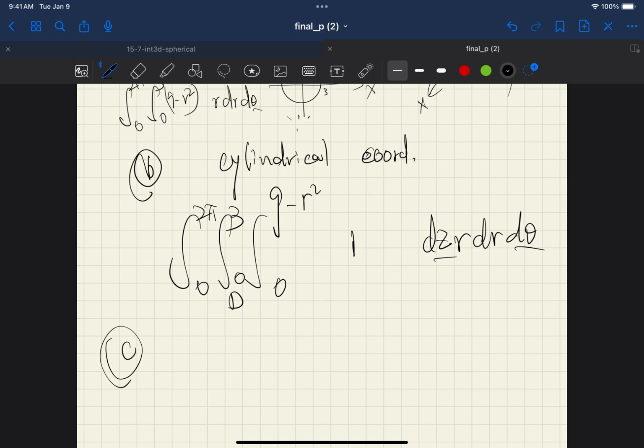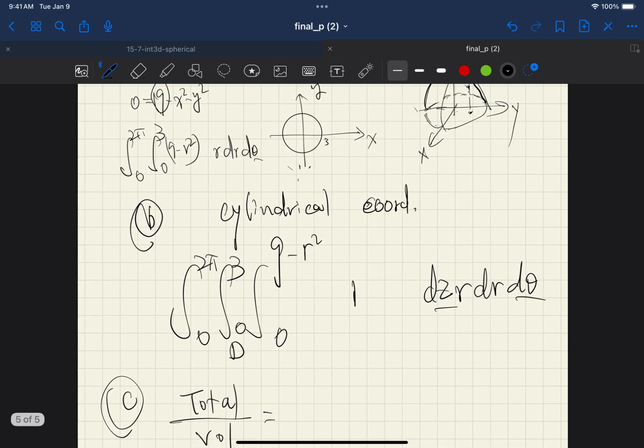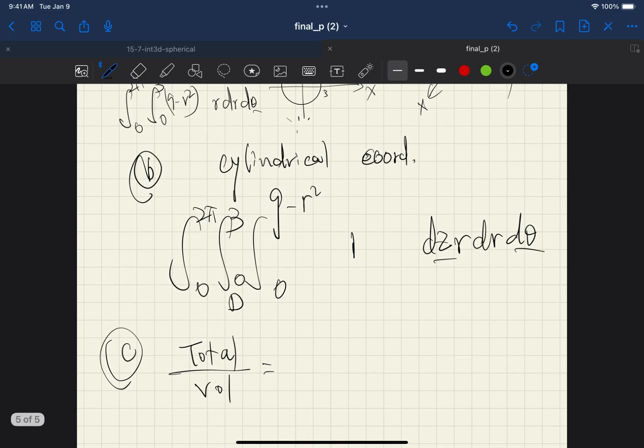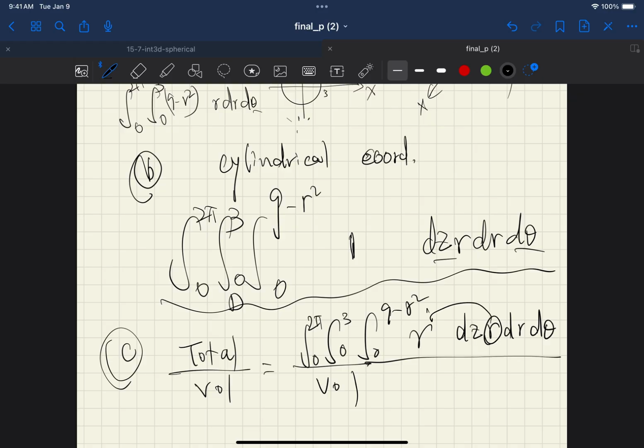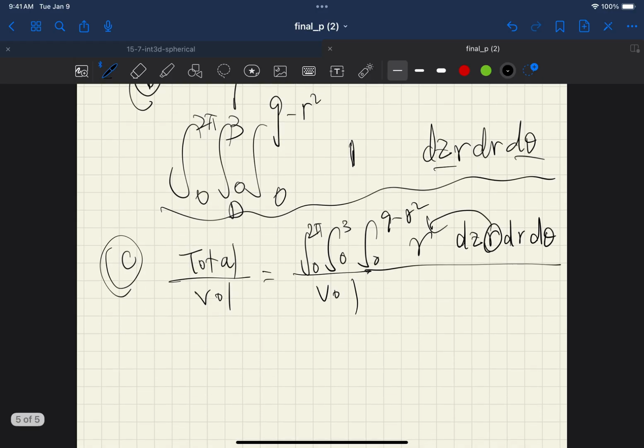If we look at the average value for the c part, then what you do is total divided by volume. I assume the volume is calculated in A and B, so volume is not a problem. But the total is just copying this formula, except 1 becomes whatever f is given. So 0 to 2 pi, 0 to 3, 0 to 9 minus r squared, and then the square root of x squared plus y squared. This is the square root of r squared, which is r, right? And then dz, r dr d theta. But this r can be multiplied to here, so it becomes r squared at the end.